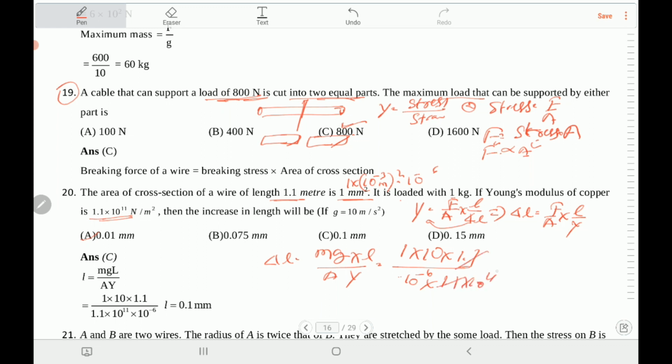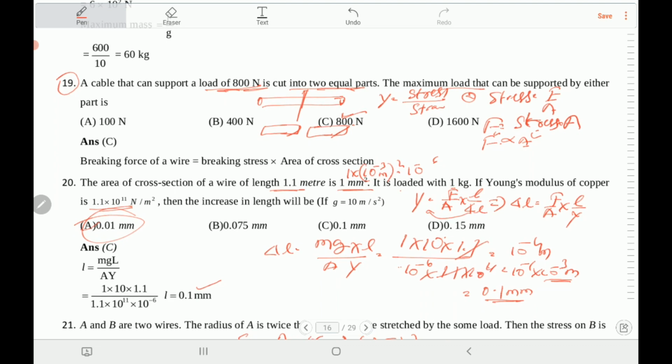So 1.1 cancels. And numerator becomes 10 power minus 6 plus 5 plus 5, minus 5 plus 1, minus 4, 10 power minus 4 meter. If you write 10 power minus 1 into 10 power minus 3 meter, what is 10 power minus 3 meter? Millimeter. What is 10 power minus 1? 0.1. 0.1 millimeter. That is the answer. Option A is missing. Make it 0.1. Okay, right.